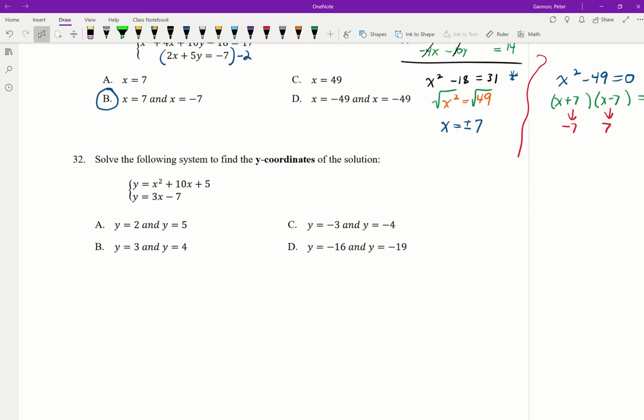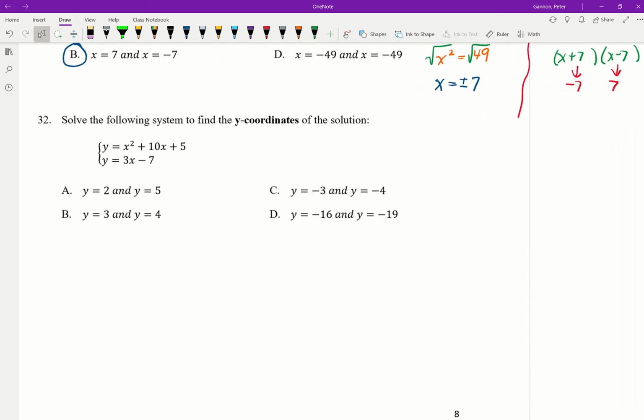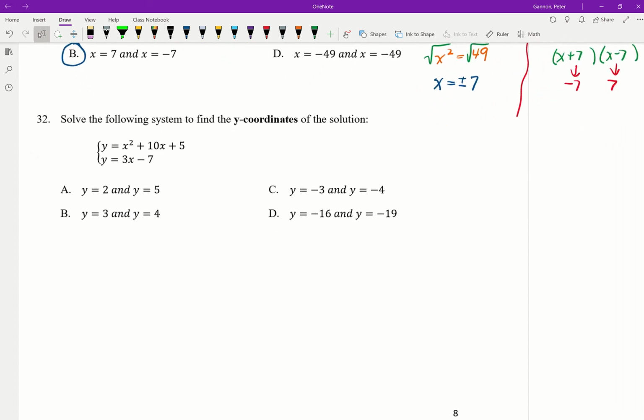All right, take a look at 32. We've got a system of equations here. This time, both equations are set up as y equals. This is a perfect setup for substitution. So I'm going to take this expression and plug it in for y. So x squared plus 10x plus 5 equals 3x minus 7.